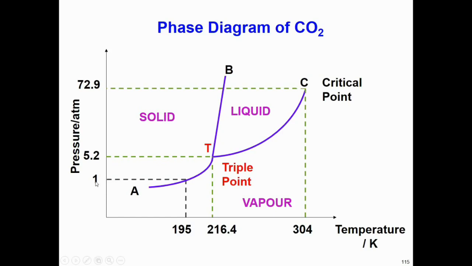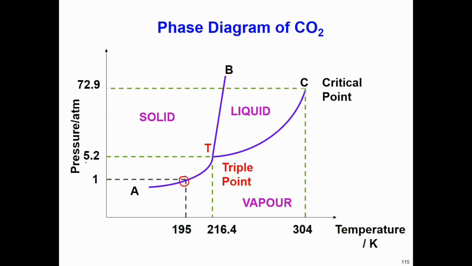At 1 atm, if we read the phase diagram towards the right, firstly, carbon dioxide is in the form of solid. But as the temperature increases and reaches 195 Kelvin, carbon dioxide will turn into vapor since line AT is the sublimation point of carbon dioxide. So this is the point where solid carbon dioxide turns into carbon dioxide gas.